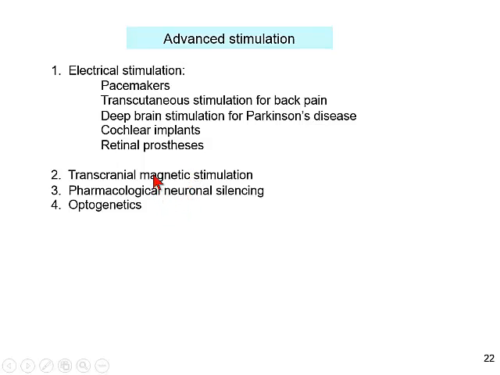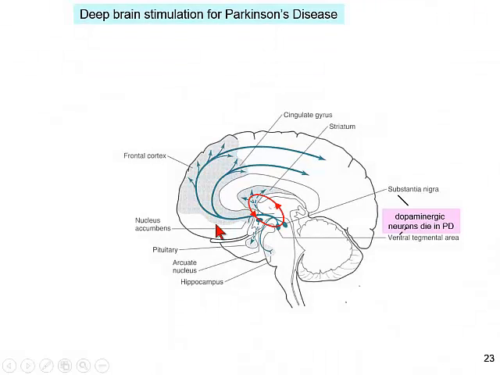And so I will also tell you about transcranial magnetic stimulation, pharmacological silencing or activation of neurons, and optogenetics. As usual, we speak about a particular brain region. I want to concentrate here on Parkinson's disease, which takes place in the midbrain in the dopamine neurons that I've told you about. And in these dopamine neurons, we have a degeneration in Parkinson's disease.